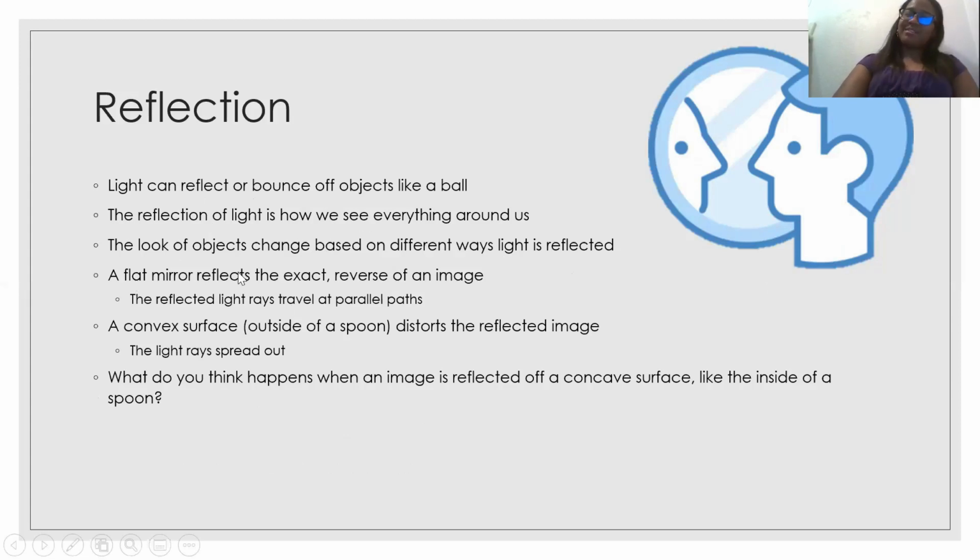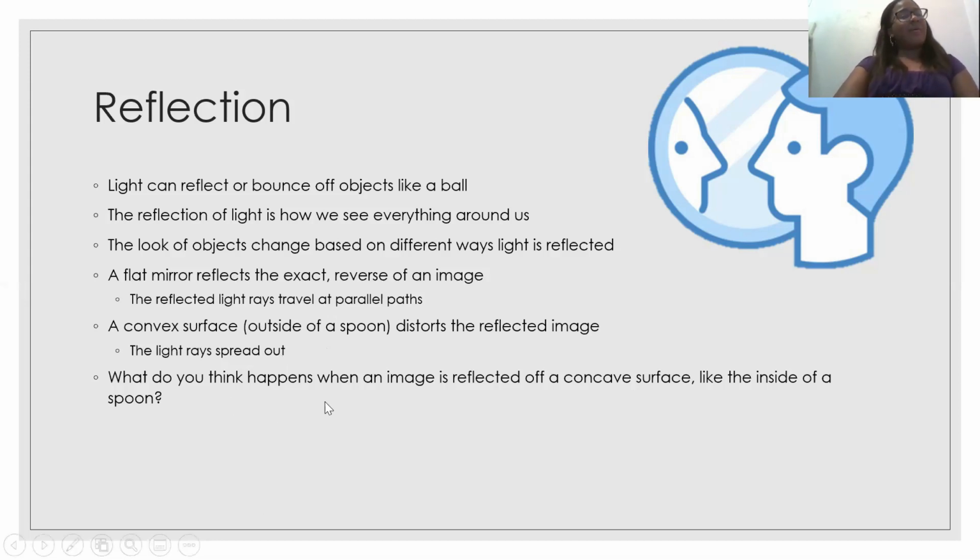A flat mirror reflects the exact reverse of an image. The reflected light rays travel at parallel paths, so they're like running together. You just get the direct object but in reverse orientation. A convex surface, like the outside of a spoon, with a little bit of a curve, distorts the reflected image. The light rays spread out, so you might see something a little bit bigger.